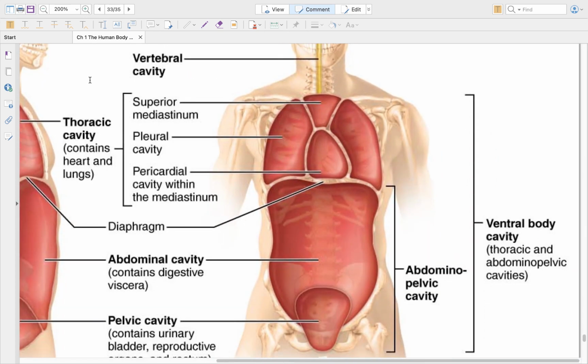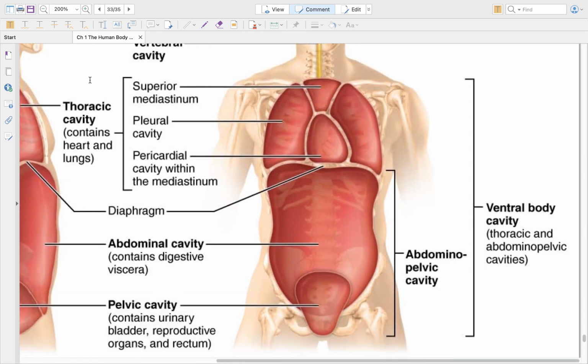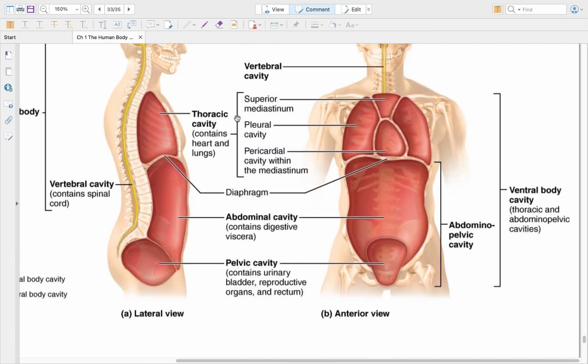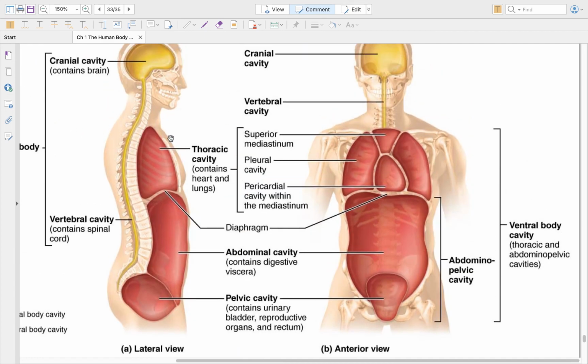The ventral cavity is in red. So what do we have here? We have quite a bit. Okay, first we have the thoracic cavity. The thoracic cavity has two views: lateral, that's a side view, and anterior, that's the front view.